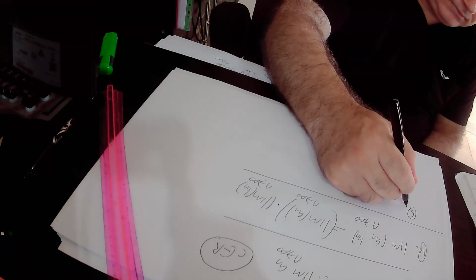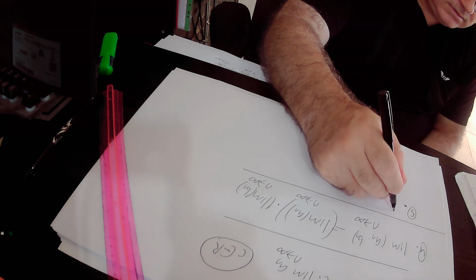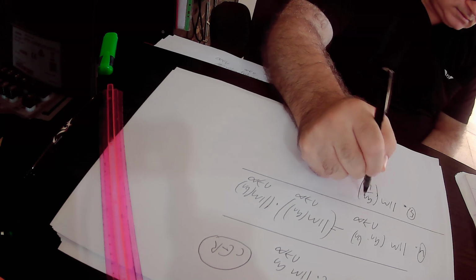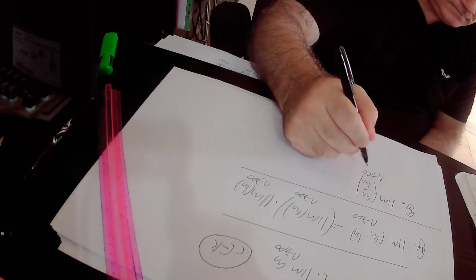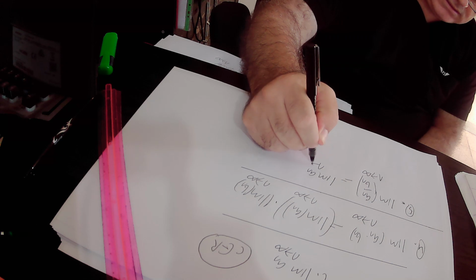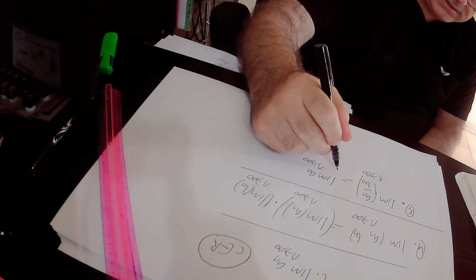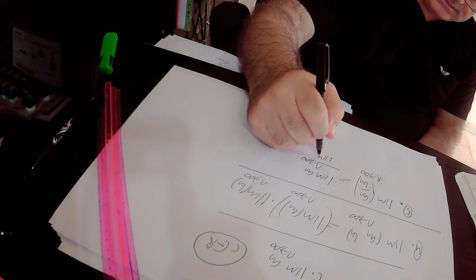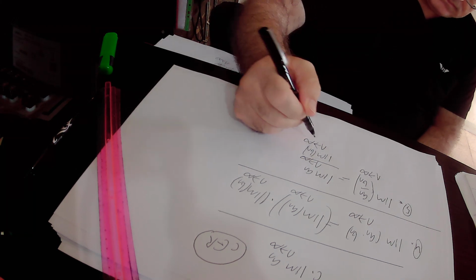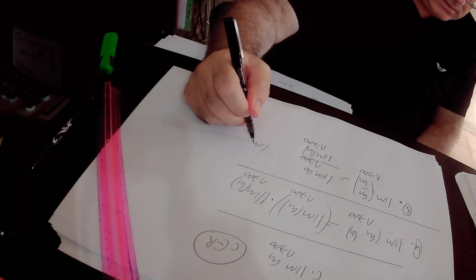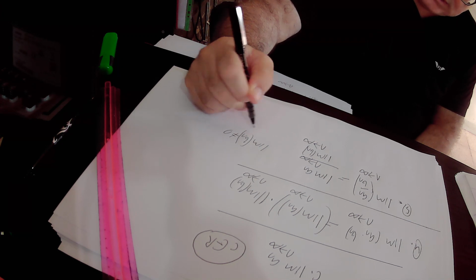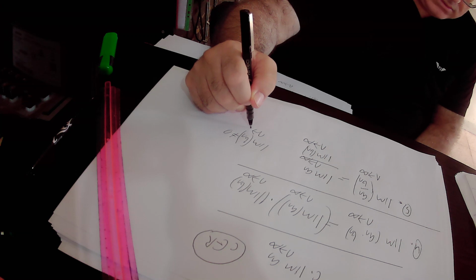According to equation number 5, the limit of sequence an over bn when n tends to infinity equals the limit of sequence an when n tends to infinity over the limit of sequence bn when n tends to infinity, provided that the limit of sequence bn when n tends to infinity must not equal zero.